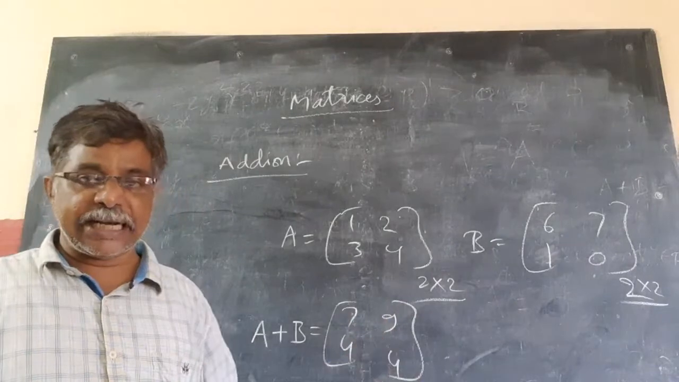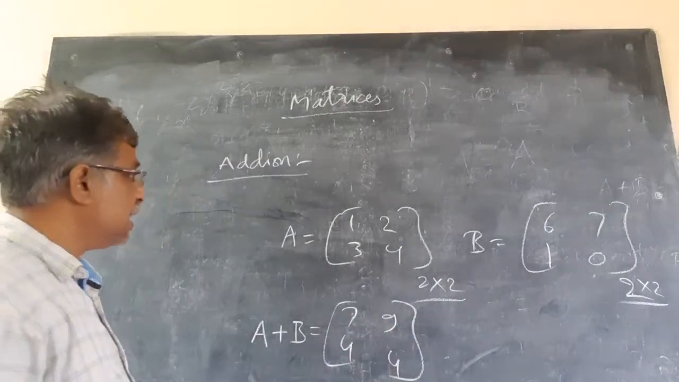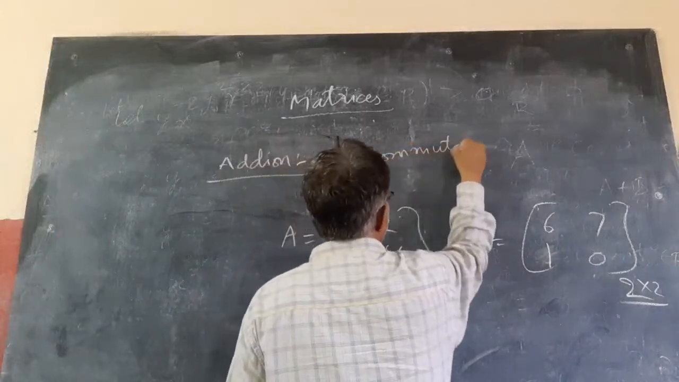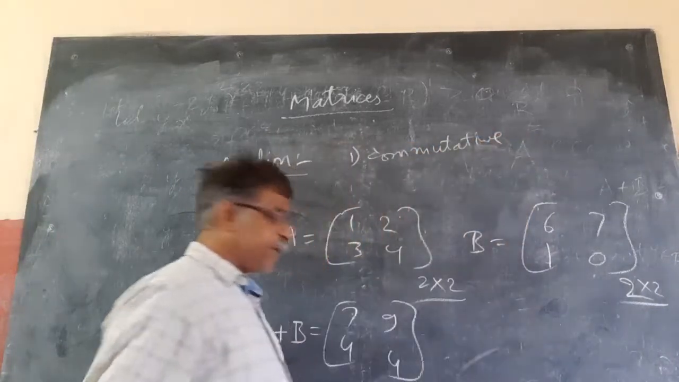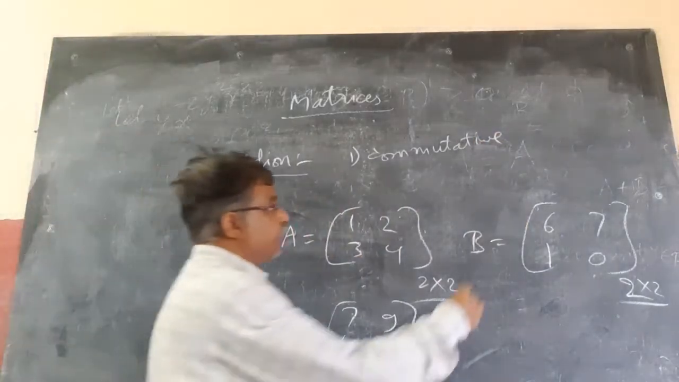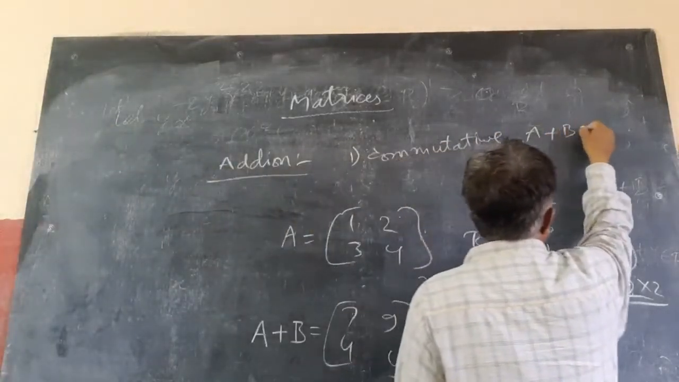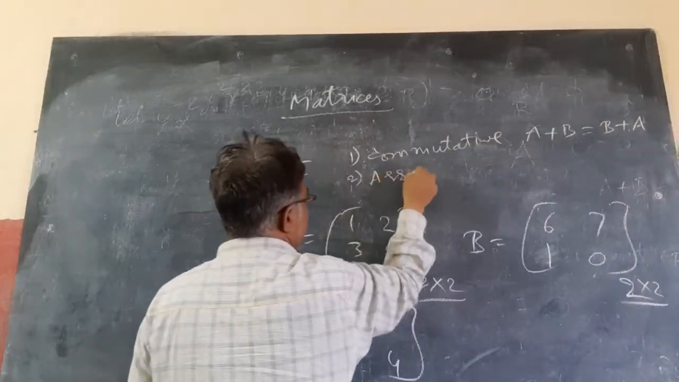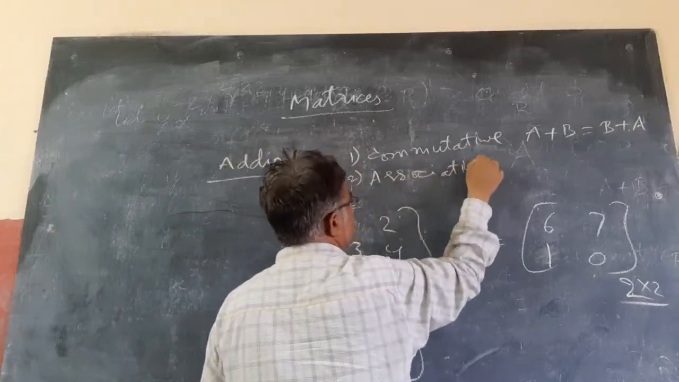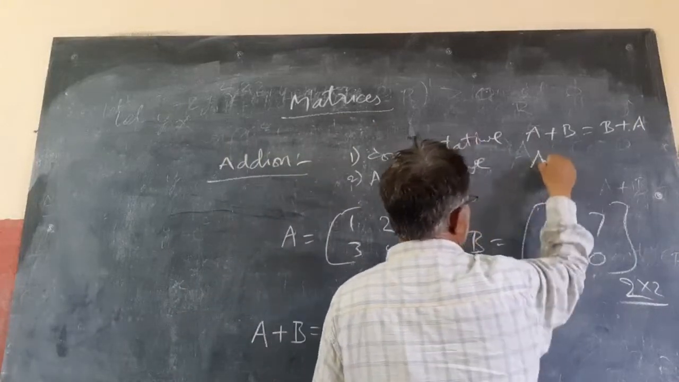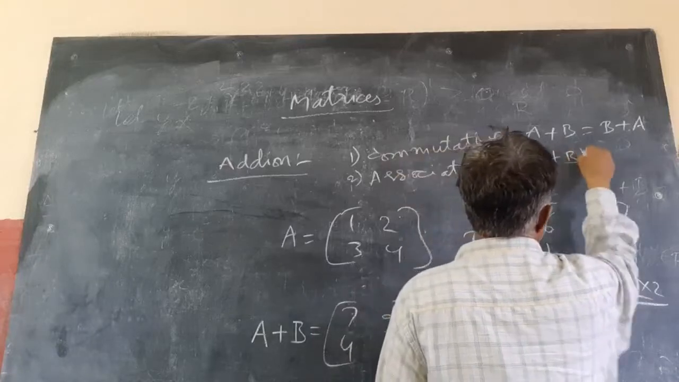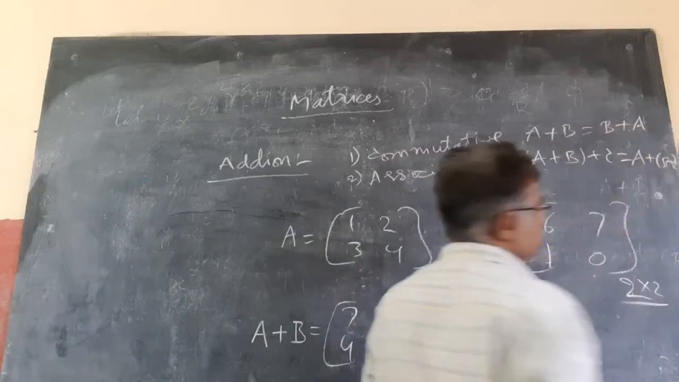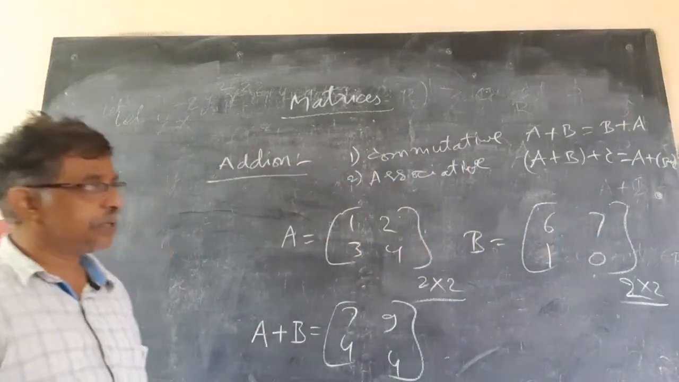And the properties under addition, we already discussed. Addition is commutative, meaning A plus B always equals B plus A. That is what I told about commutative. Next, addition is associative. We discussed all this. It means A plus B plus C equals A plus B plus C, grouped either way.